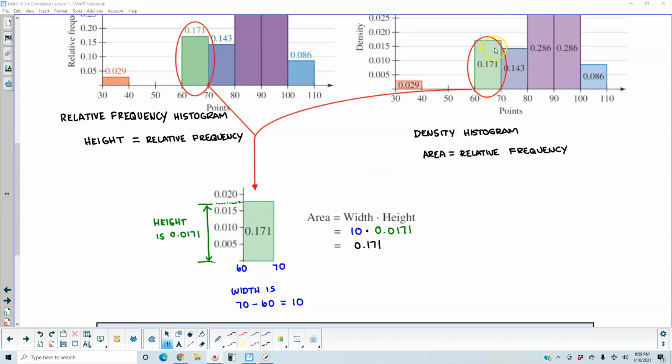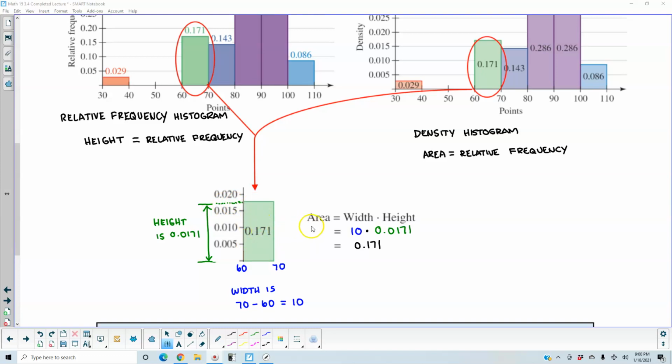So if you take a look at this rectangle on the right here, which is for the density histogram, the class between 60 and 70, we're going to take that over here. The width goes between 60 and 70. So if we take 70 and subtract 60, we get 10. So 10 represents the width. Now, the height of this density, you can see here it goes from 0.005, 0.010, 0.015, and up here the height gets to 0.0171. And therefore, that is the height of that rectangle.